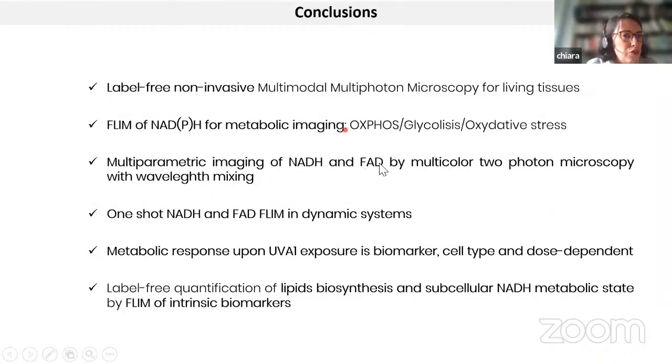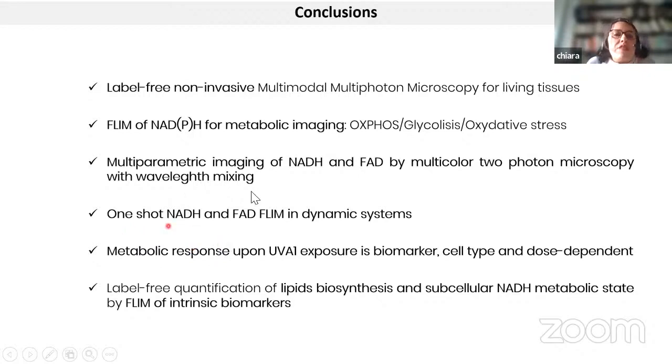So now I want to conclude. In this talk, we show that we can perform label-free, non-invasive multiphoton imaging and FLIM combined with harmonic generation. That NADH can report on OXPHOS, oxidative phosphorylation, glycolysis, and oxidative stress. And then we can perform multiparametric imaging of NADH and FAD simultaneously by multicolor two-photon microscopy by wavelength mixing. With this, we can do one-shot NADH, FAD FLIM simultaneously.